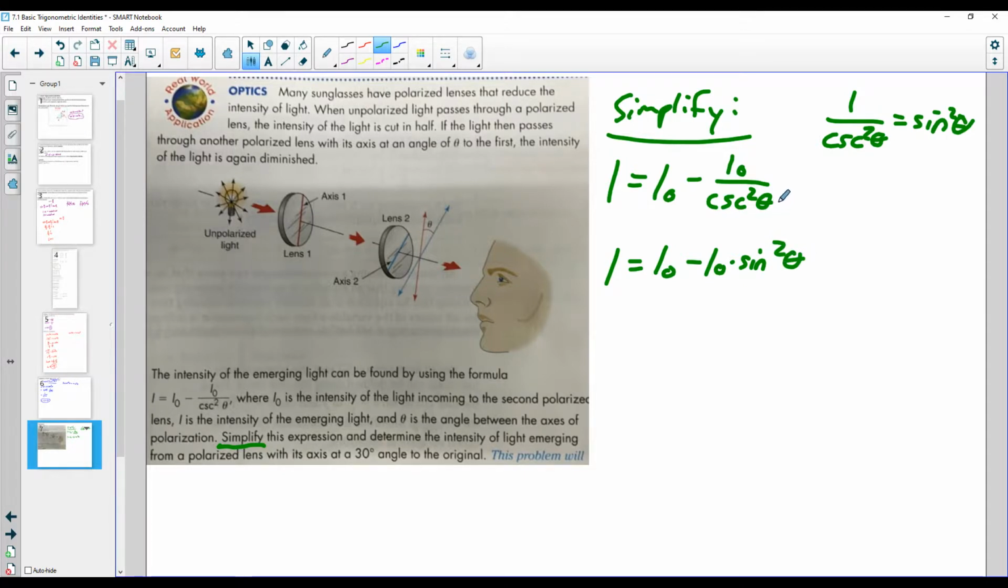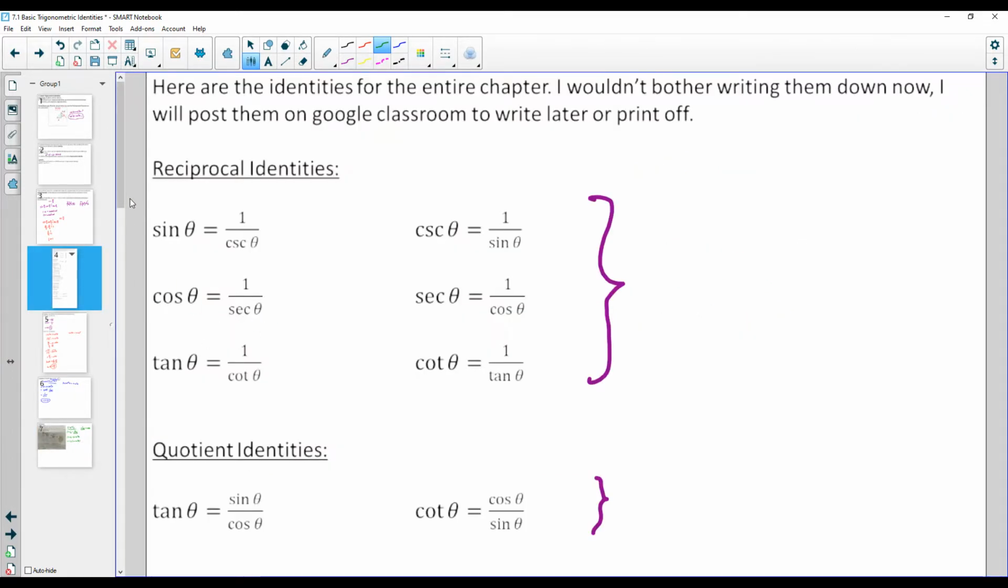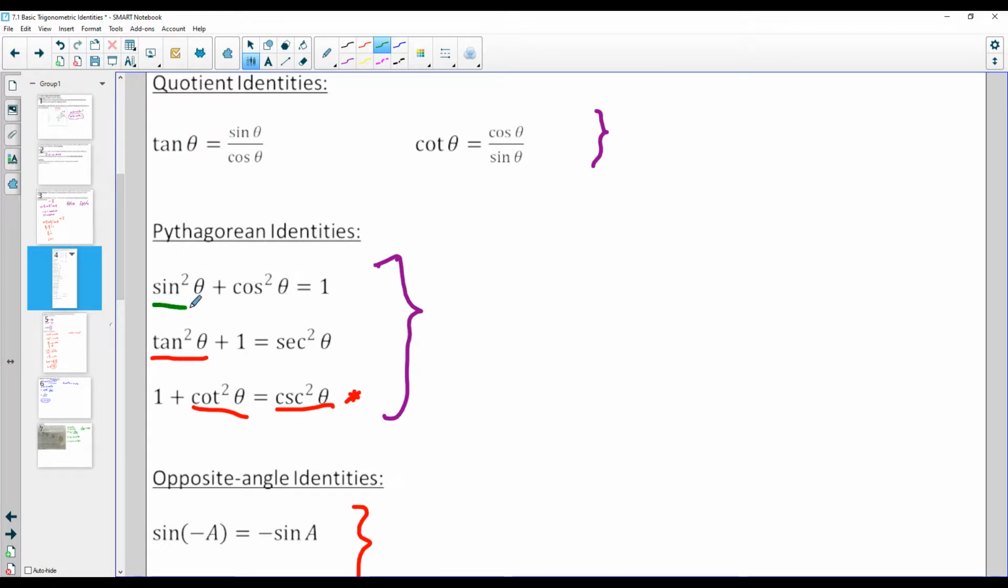Okay, and now we can take out an I naught, right? We have I equals I naught, factor out an I naught, and then we get 1 minus sine squared theta. Well, now this is another identity, and we might not recognize it straight up, but it's something we should certainly get used to doing. Look at sine squared plus cosine squared theta equals 1. If I subtract this sine squared over, I'm going to get cosine squared equals 1 minus sine squared of theta, right?